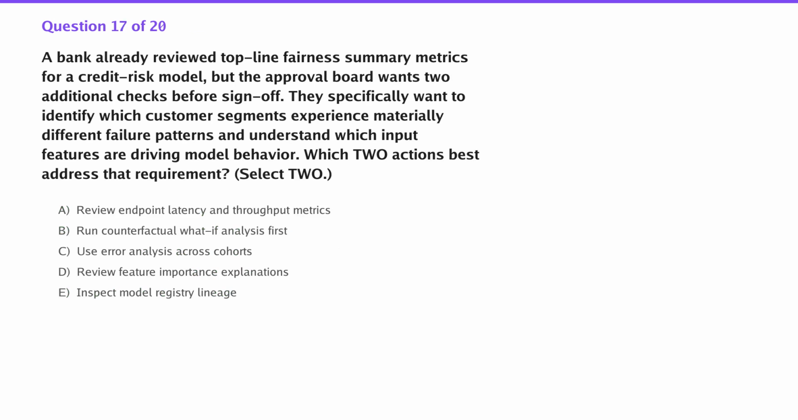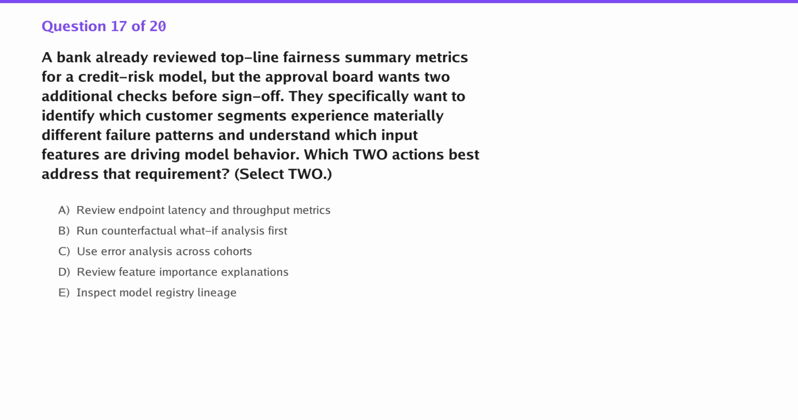A bank already reviewed top-line fairness summary metrics for a credit risk model, but the approval board wants 2 additional checks before sign-off. They specifically want to identify which customer segments experience materially different failure patterns and understand which input features are driving model behavior. Which 2 actions best address that requirement?